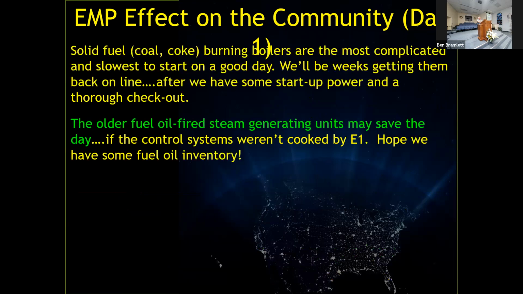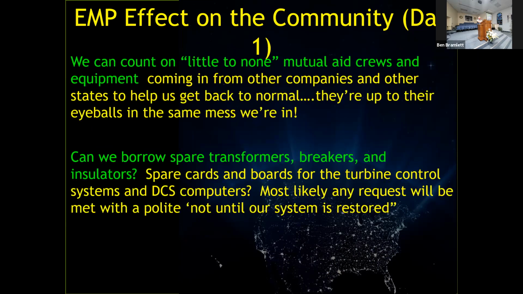Okay, our solid fuel, the coal and coke burning boilers, they're the most complicated monsters that we have, and it'll be weeks and weeks before we see those suckers run again. The older liquid fuel, number 6 fuel oil, and diesel fired machines may save the day if control systems were not totally ruined by the EMP E1 pulse. We can count on little or no assistance from mutual aid crews because they're all in the same boat we're in. Can we get any spare transformers or breakers or insulators? Not likely, because the people next door are going to be having the same problems we have.